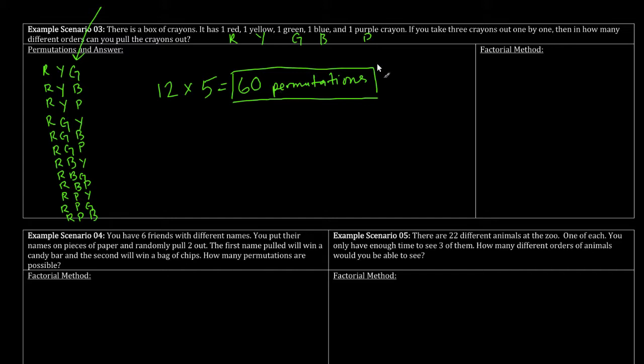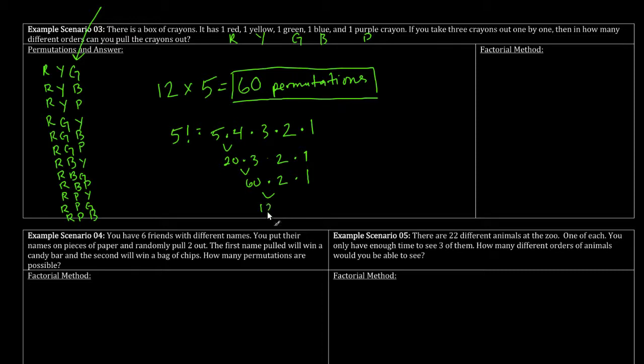Now, if we're doing, okay. Well, let's see if this works the other way. So if we did the factorial method, we'd say we have 1, 2, 3, 4, 5. So 5 factorial. So 5 times 4 times 3 times 2 times 1. 5 times 4 is 20. 20 times 3 is 60. 60 times 2 is 120.